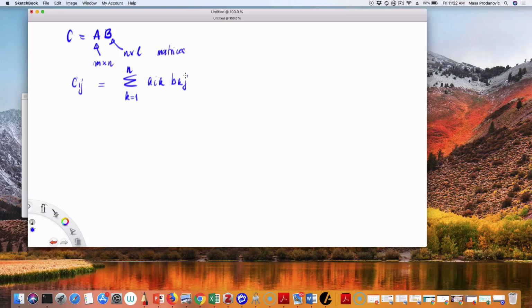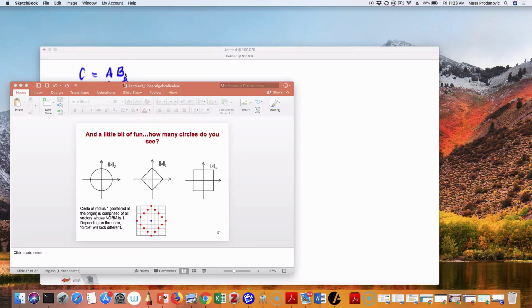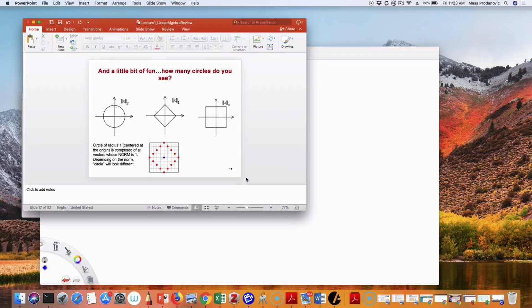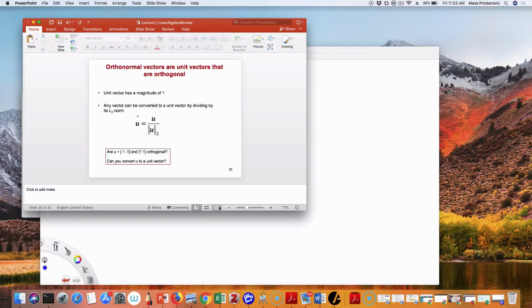Okay, so these are essentially quick things that I wanted to do as part of the practice, and now I'm going to open my presentation again and go over this in a little bit more formal way and with more general matrices, so now it should be more understandable. So let's pick up where we left off.